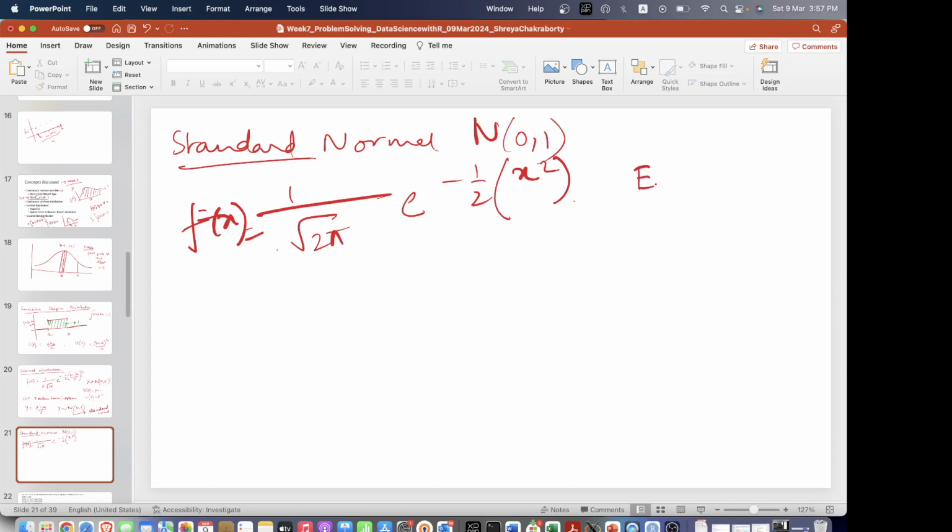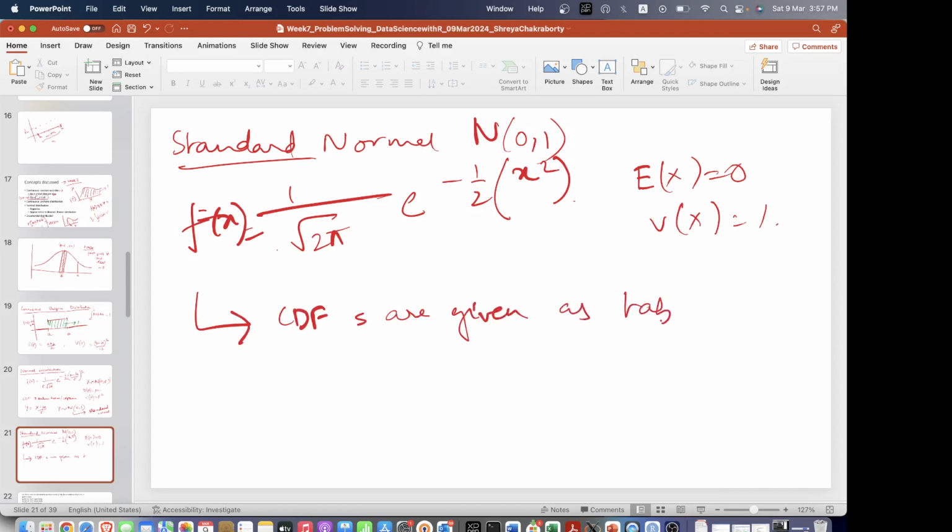Alright, the expectation of x is 0, and the variance of x is 1. Now, why is this standard normal important? Because for this distribution, the CDFs are given as tables. So if we have any other normal distribution in our hand and we want to find out the area under the curve or above the curve, we can do that using the tables as well.